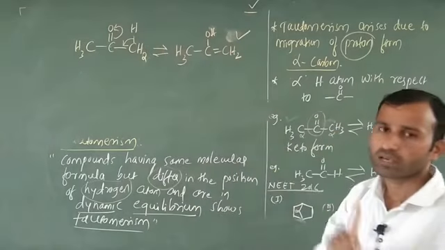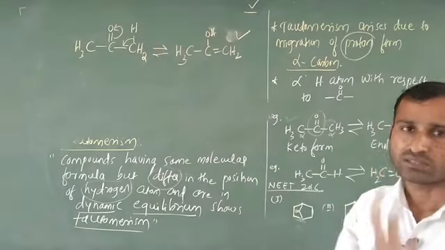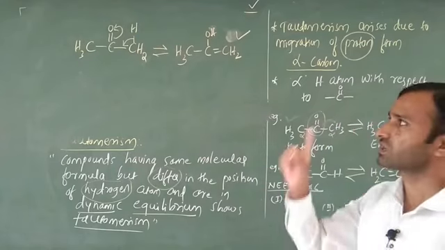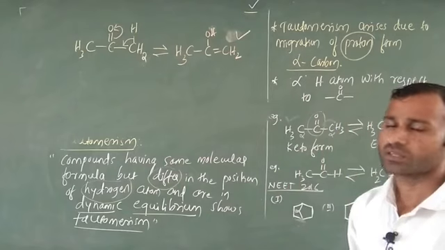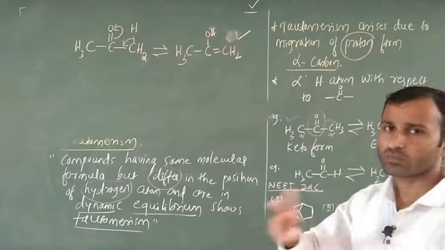This process indicates what? Tautomerism. What are the conditions for tautomerism? There must be an alpha carbon. That alpha carbon contains what? Hydrogen. There is a what? Migration of proton takes place.